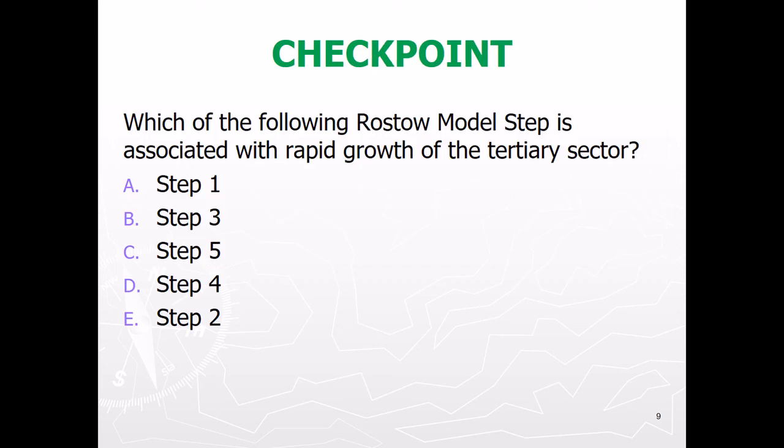This is a checkpoint which has been integrated as a study aid. Which of the following Rostow model steps is associated with the rapid growth of the tertiary sector? The answer is step 4, D, as it is associated with the rapid growth in the tertiary sector.